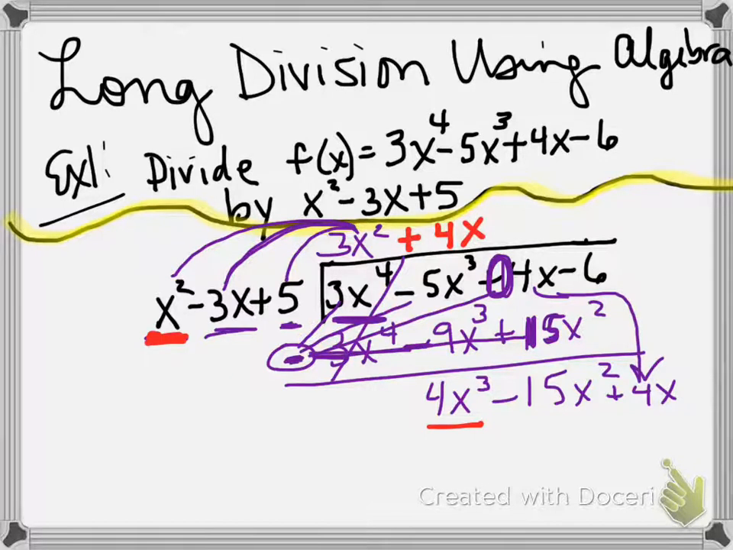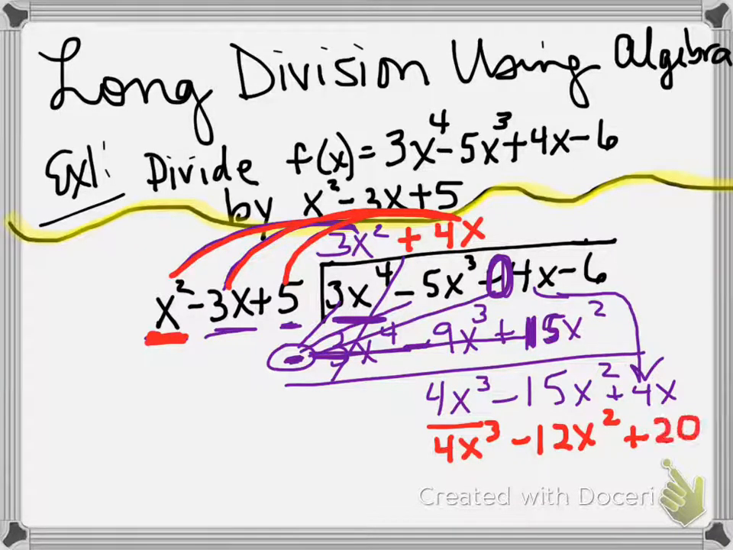So then I'm going to distribute 4x times x squared is 4x to the third. 4x times negative 3x is negative 12x squared. 4x times 5 is positive 20. And again, I'm going to subtract. So when I say 4x cubed minus 4x cubed, that cancels.